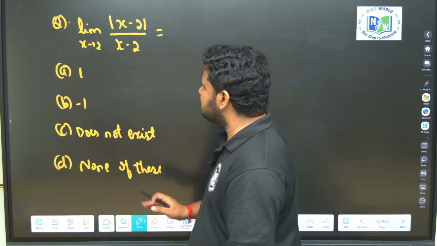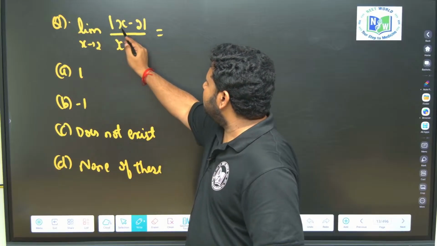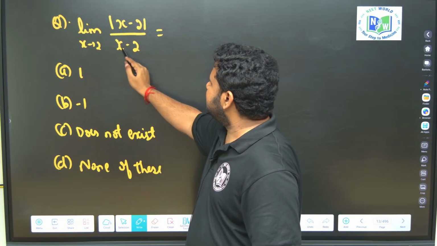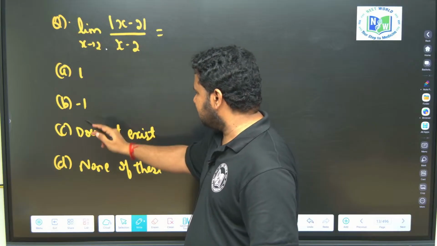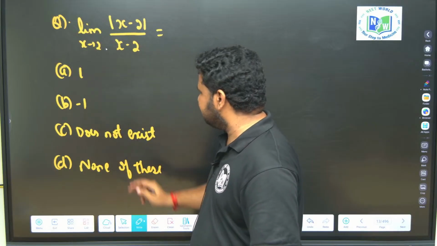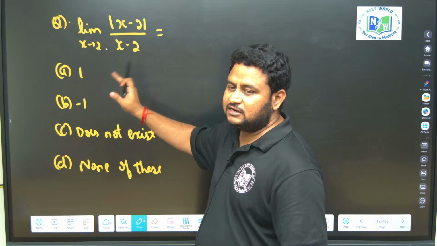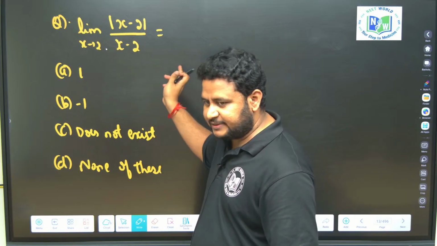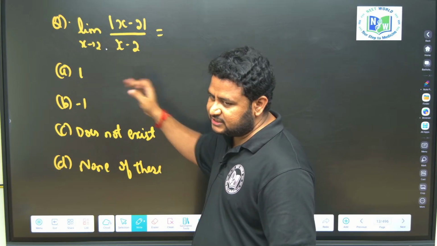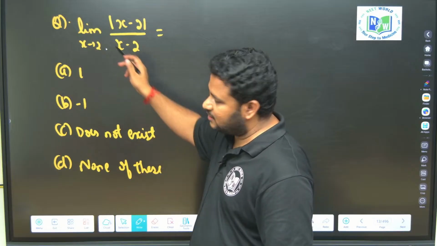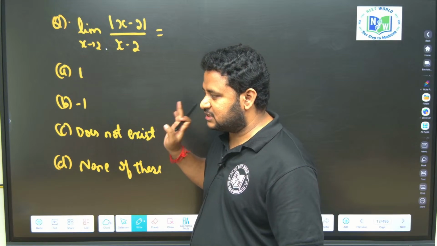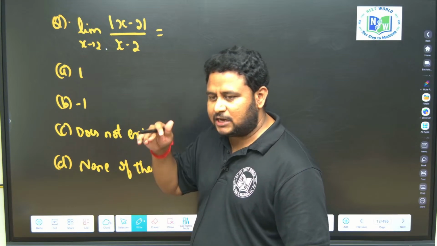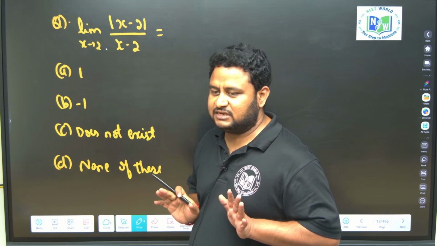Now see here, first of all they have given limit of modulus of x minus 2 by x minus 2 as x tends to 2 is equal to what? Is it 1, minus 1, does not exist, or none of these? You may think this appears like a difficult question. After I solve, it will appear like an easy question to you. Then you may think that this will not come in the examination. Similar type of question has come in the examination. That's why we will raise the bar to some extent so that you feel it is easy in the examination.